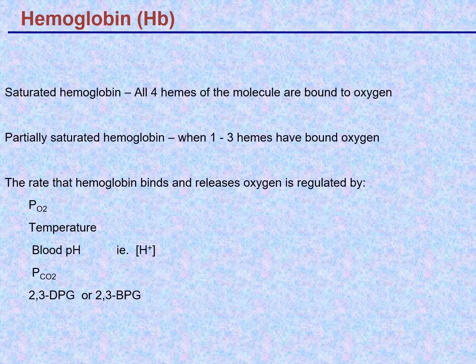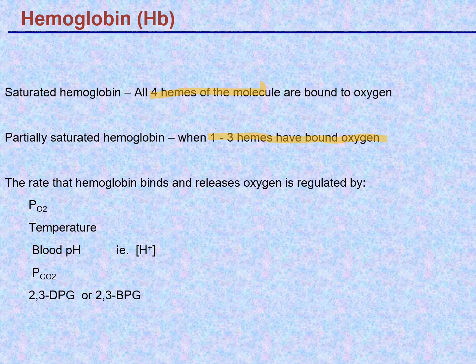Hemoglobin, when fully saturated, all 4 heme molecules have oxygen bound. If partially saturated, then anywhere from 1 to 3 hemes are bound up with oxygen. When fully depleted of oxygen, it would be 0 oxygen molecules.